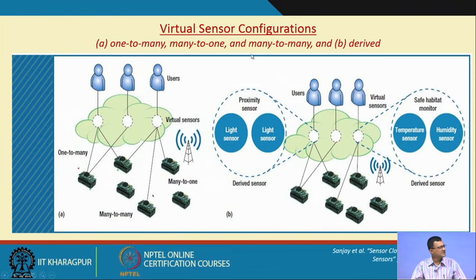As we have discussed, there are virtual sensor configurations: it can be one to many, many to one, many to many, and it can be derived, right. So, there are several scenarios, many to many, one to many, and then we have these derived types of scenarios.